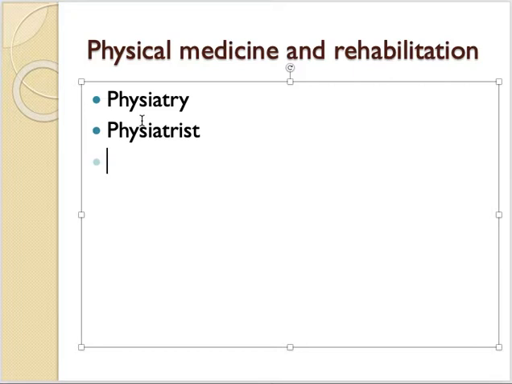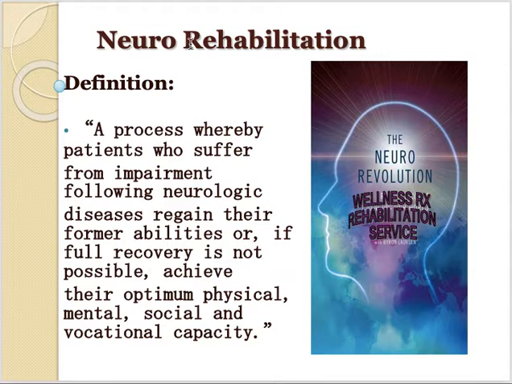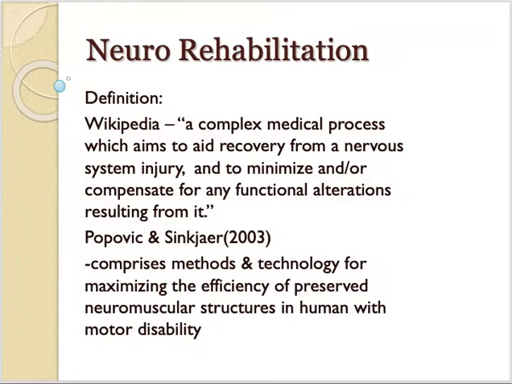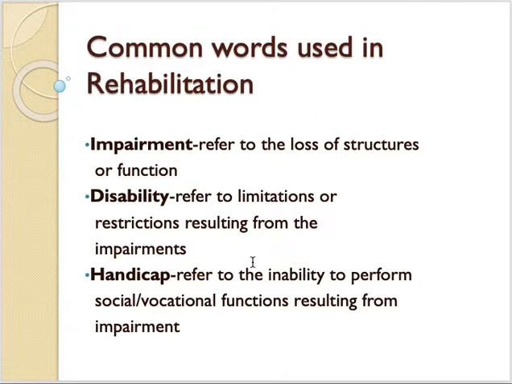There are a few terms, for example, neuro rehabilitation, because my first topic will be stroke. It is a process whereby patients who suffer from impairment following neurological disease regain their former abilities, or if full recovery is not possible, achieve their optimum physical, mental, social, and vocational ability. Wikipedia says it is a complex medical process which aims to aid recovery from a nervous system injury and to minimize or compensate for any functional alteration which results from this.